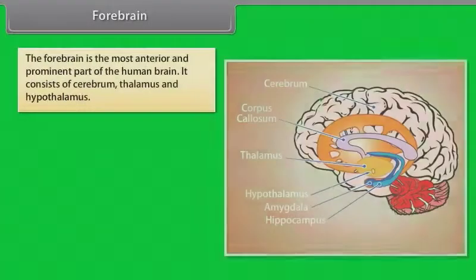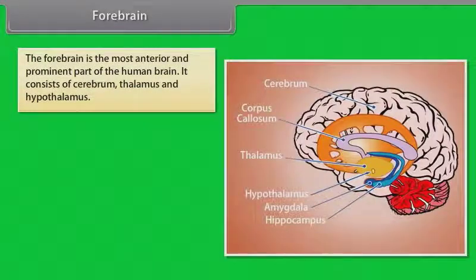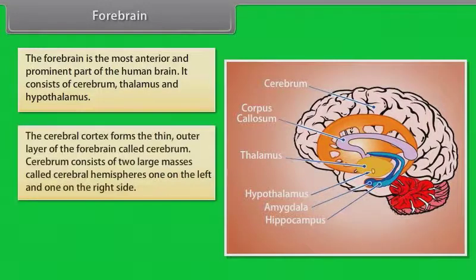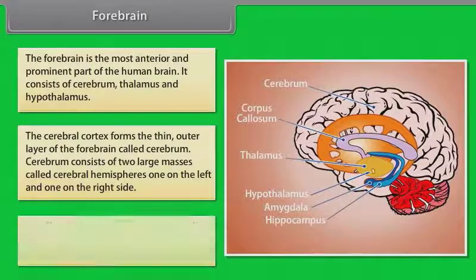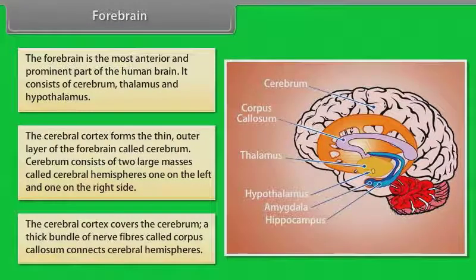Forebrain. The forebrain is the most anterior and prominent part of the human brain. It consists of cerebrum, thalamus, and hypothalamus. The cerebral cortex forms the thin outer layer of the forebrain called cerebrum. Cerebrum consists of two large masses called cerebral hemispheres, one on the left and one on the right side. The cerebral cortex covers the cerebrum. A thick bundle of nerve fibers called corpus callosum connects the cerebral hemispheres.